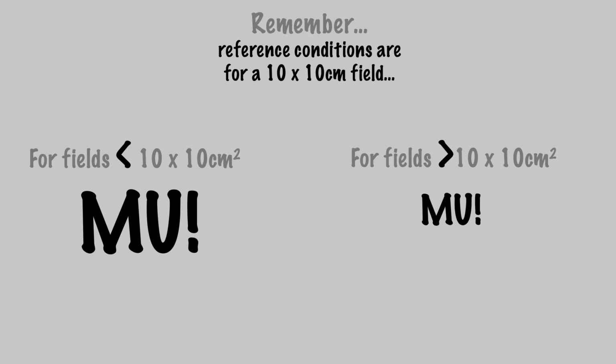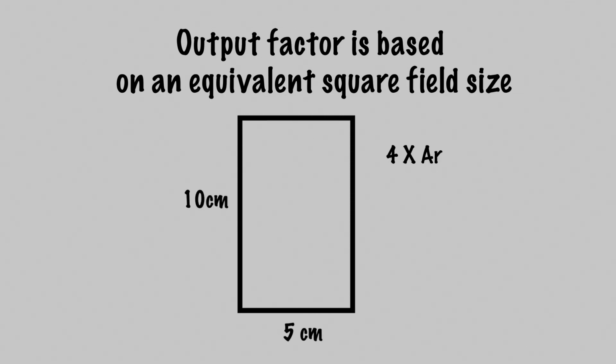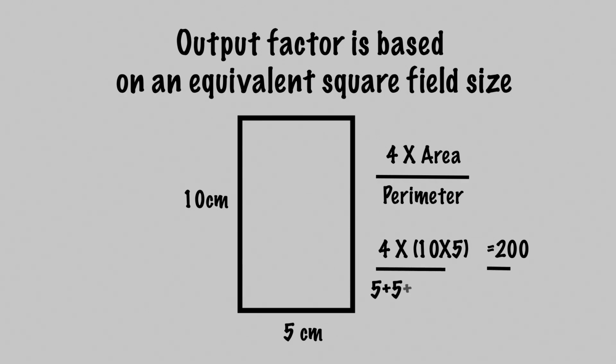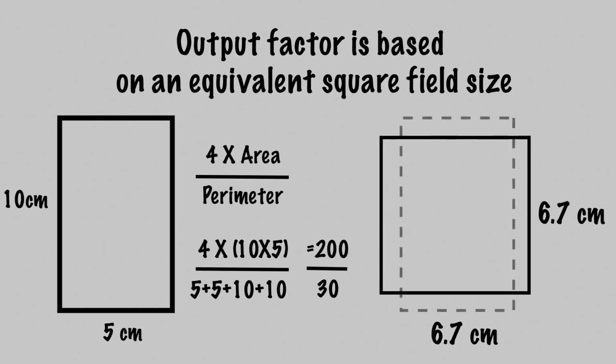But what if you don't have a square field? This requires the calculation of an equivalent square field size. Since the collimator jaws define a rectangular shape, we can calculate the field size as 4 times the area, all divided by the perimeter. For example, if a field measures 5 by 10 centimeters, the area is equal to 5 times 10, which is 50, and 4 times 50 equals 200. Then we divide all of this by the perimeter of 30. This gives us an equivalent square field size of 6.7 centimeters. This value can then be used when setting up our MU calculation.